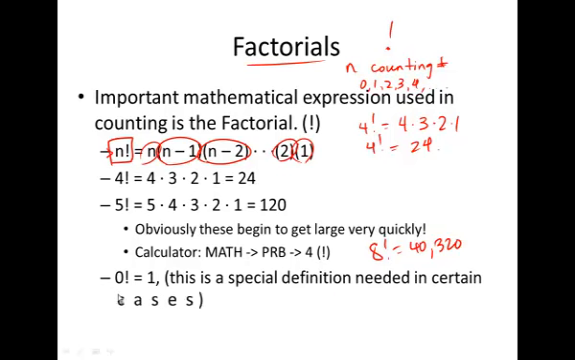Now, we should also keep in mind that 0 factorial is 1. We have to have that, otherwise things won't work out the way we want them to.